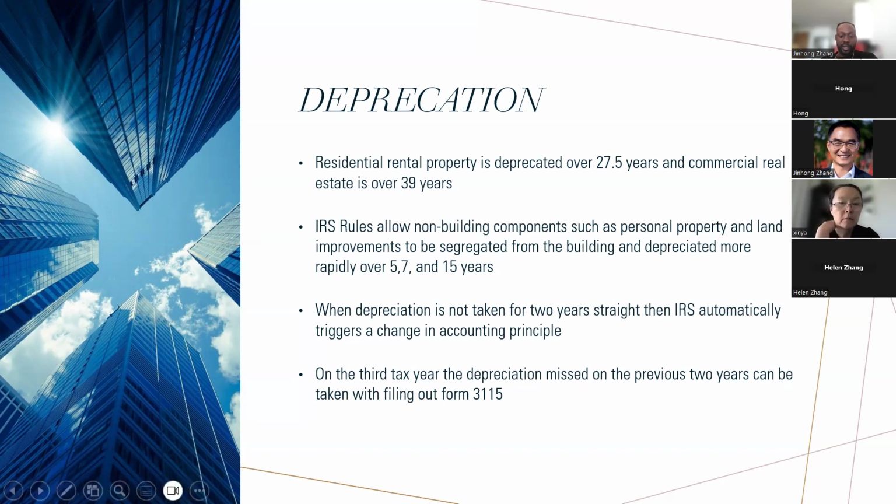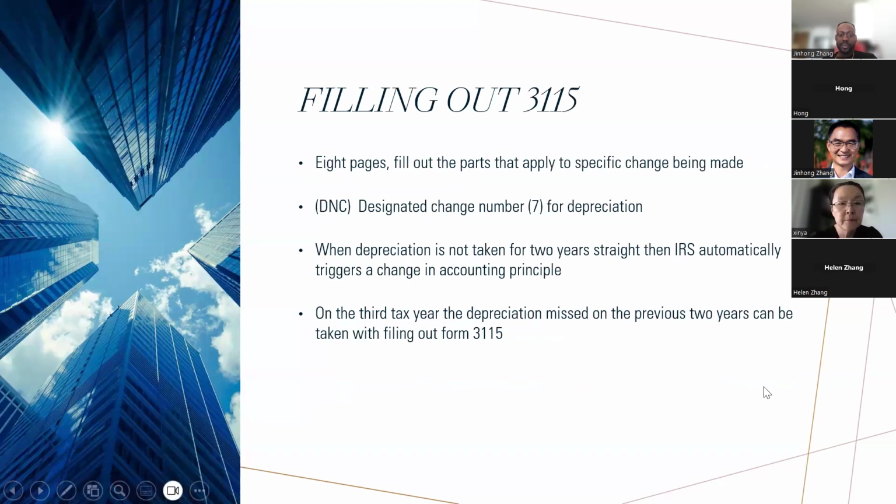Those types of improvements will be taken over 5 years, 7 years, or 15 years. So these are also examples of something that can be taken as depreciation, and you can also add that through Form 3115. Filling out the Form 3115, it's about 8 pages. Right now we're going to focus on depreciation, but there are other parts of it that can be filled out. There are different codes. For example, the DCN, designated change number. In our example, the designated change number is 7, which we're going to use for depreciation.